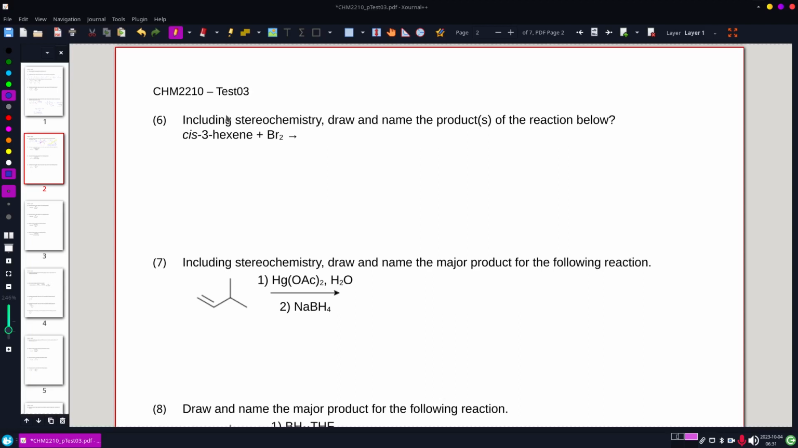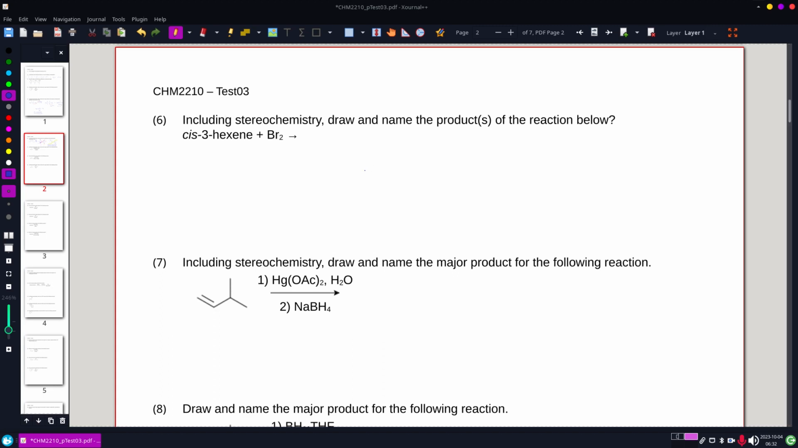Alright, including the stereochemistry, draw and name the products of the following reaction. We have cis-3-hexene with bromine. Now this is just a halogen addition across the double bond, but because it's asking for the stereochemistry, there's a couple different ways to solve this one.